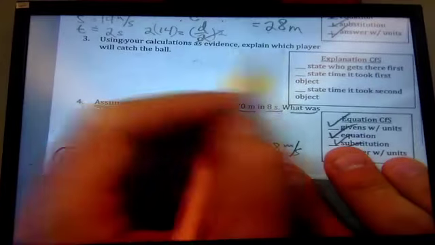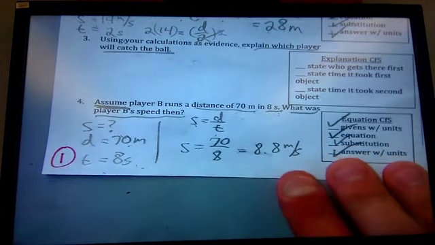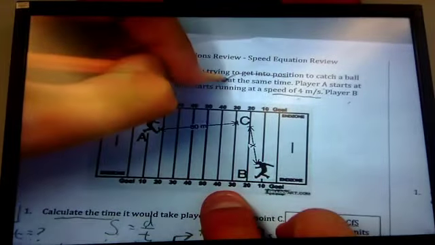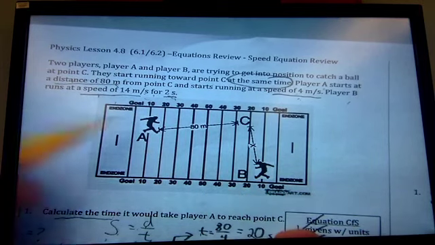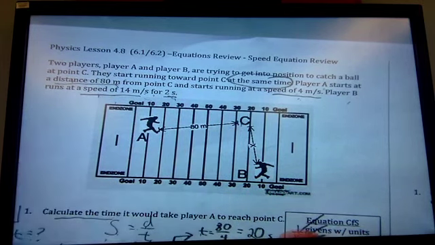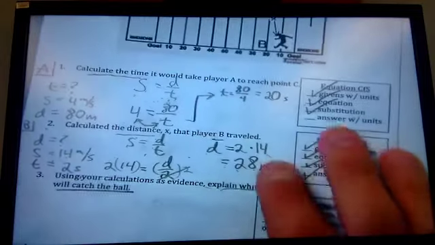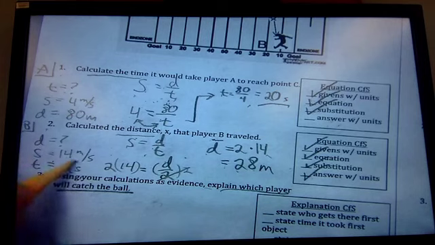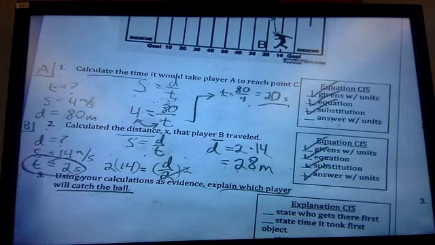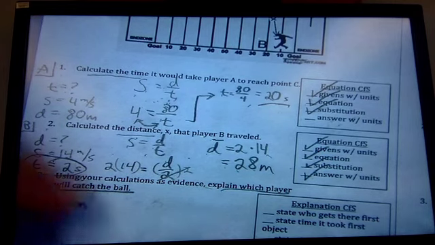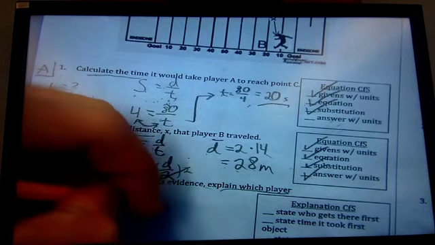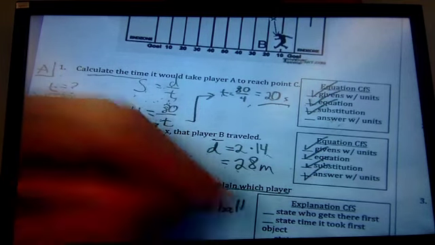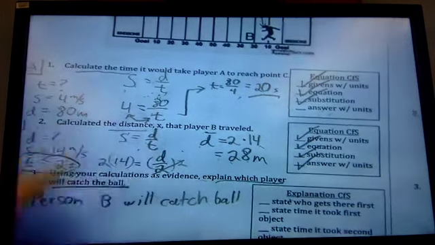Lastly, it wants us to know which player catches the ball. Looking back at the prompt, I see that they left at the same time. So whoever took less time to get there, got there first. Let's look. Person A got there in 20 seconds. Person B got there in 2 seconds. Clearly, person B got there first. So I will say person B will catch the ball.